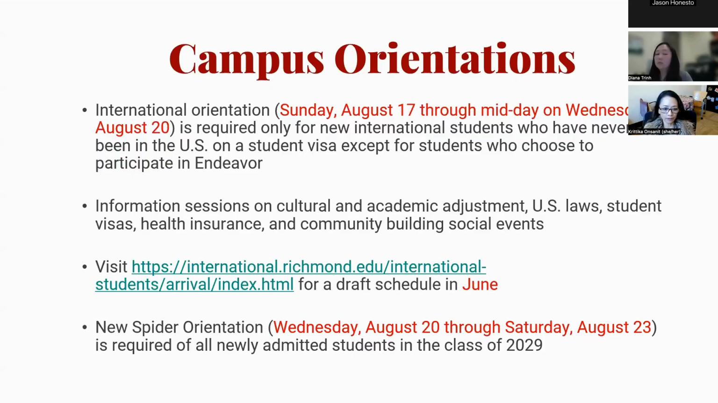And we do have those info sessions on cultural and academic adjustment, US law, student visas, health insurance, in addition to community building social events just for international students. We have an international orientation website, and we hope to have a draft of our international orientation schedule sometime in June. And then after Endeavor and international orientation from the 17th to the 20th, you will go on to participate in New Spider orientation from Wednesday the 20th through Saturday the 23rd. And so that would be for all the newly admitted students in the class of 2029.